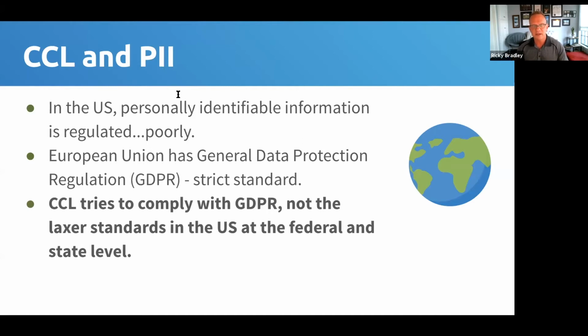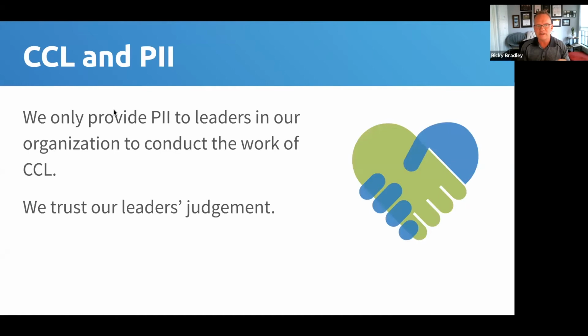CCL has made a decision as an organization that we're going to try to comply with the GDPR versus trying to understand all the different state and federal regulations in the US, because the GDPR across the board is just a stricter standard, and it's what most of the world is moving towards. So that's where we're going as far as how we collect human information. Now, in everyday language, what does this mean for our compliance at CCL? This is how you can explain it: we only provide personally identifiable information to leaders in our organization to conduct the work of CCL. We have a big huge privacy policy that says this in probably 10,000 words, but that's in general the standard that we apply.